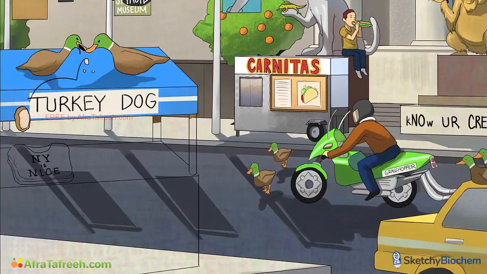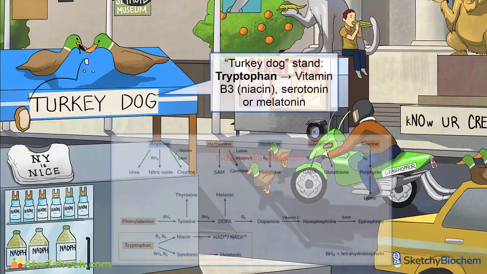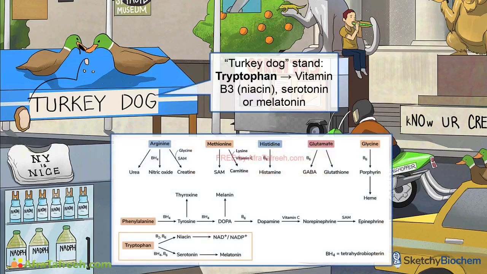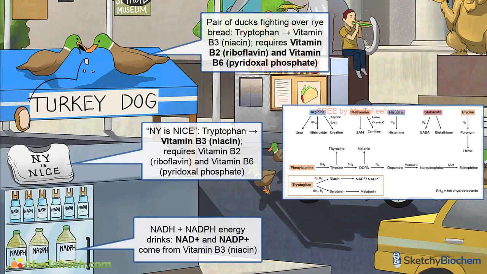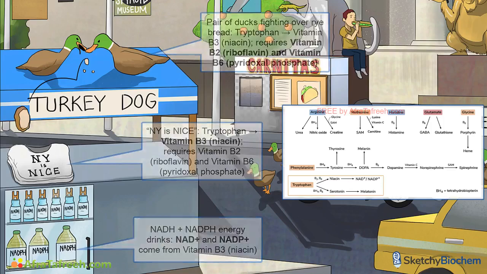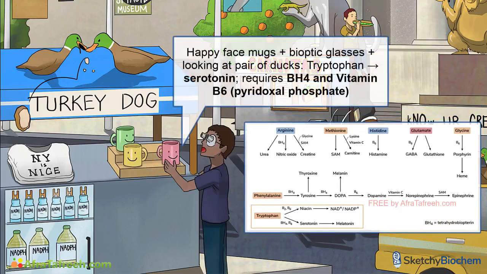Let's turn our attention to tryptophan and this turkey dog stand. Tryptophan is needed to make vitamin B3, aka niacin, with help from vitamin B2, riboflavin, and vitamin B6. Nicotinamide adenine dinucleotide, or NAD, an electron carrier that serves as a coenzyme for many important metabolic reactions, comes from niacin. While you're enjoying a turkey dog and NADH energy, buy a New York is Nice t-shirt and watch two ducks fighting over a piece of rye bread. Don't forget to buy some Happy Face mugs.